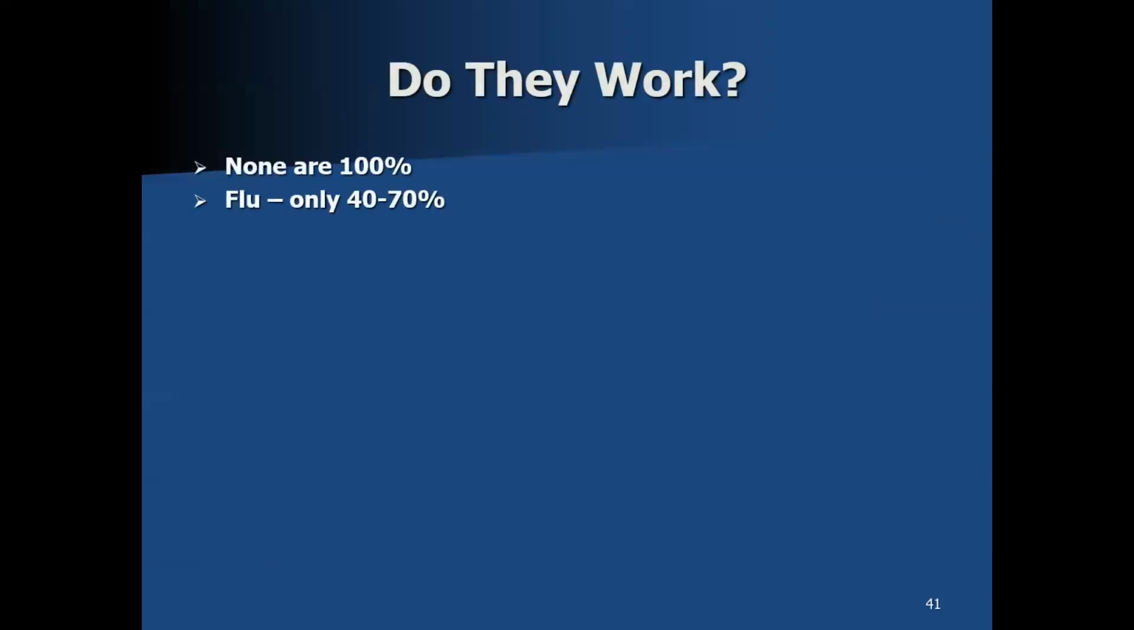Do they work? None are 100%. Most are about 90% in children and less in adults. Some need booster shots to remain effective. Flu is usually around 40 to 70%. I know some people who refer to this as a flu shot, not a flu vaccine, due to its low rate of effectiveness. The WHO estimates that vaccination against just diphtheria, tetanus, pertussis, and measles prevents 2 to 3 million deaths per year.